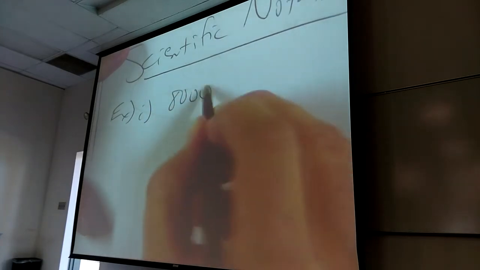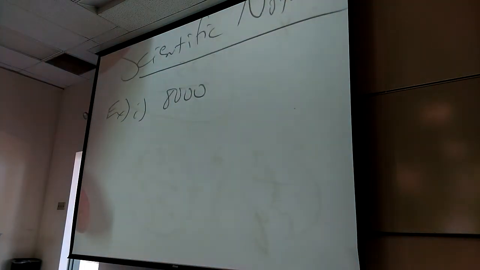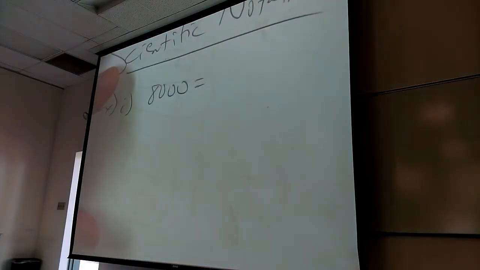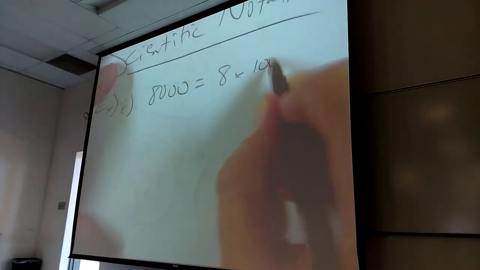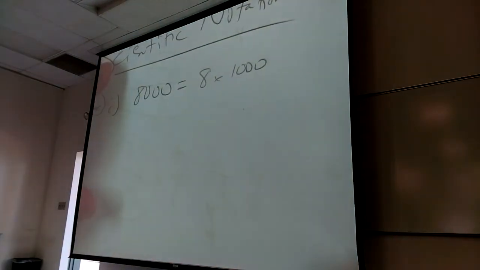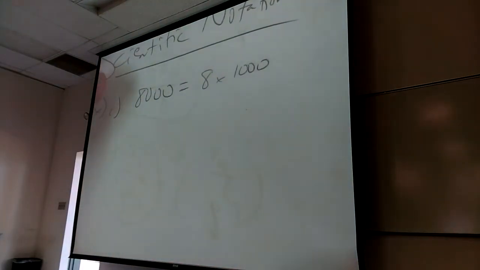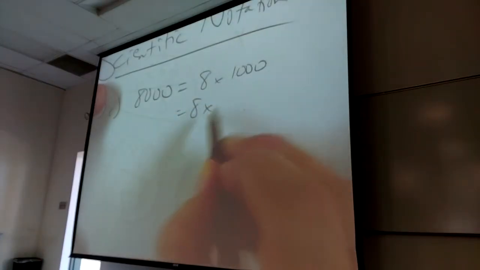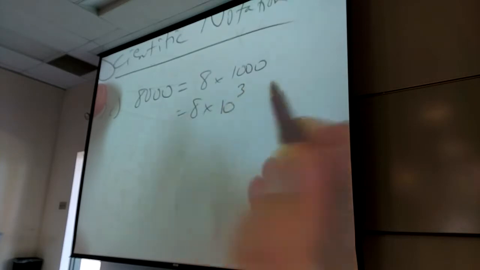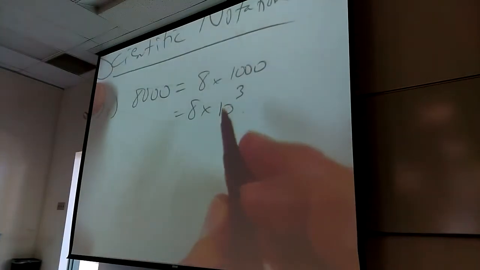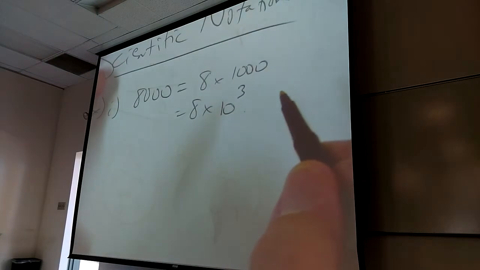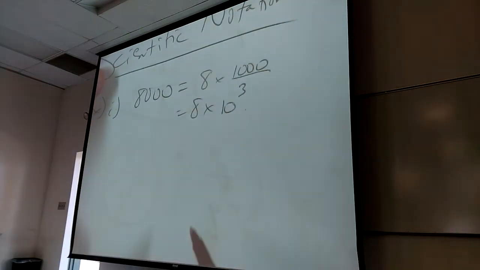All right, so we got 8,000. Let's see. 8,000, what is that? That's 8 times what? 8 times 10 to the third. It's 8 times 1,000, right? I mean, that's just a true statement. And 1,000 I can write as 10 to the third. That is scientific notation. I kind of like to look at it this way. I suck all the tens out of a number.